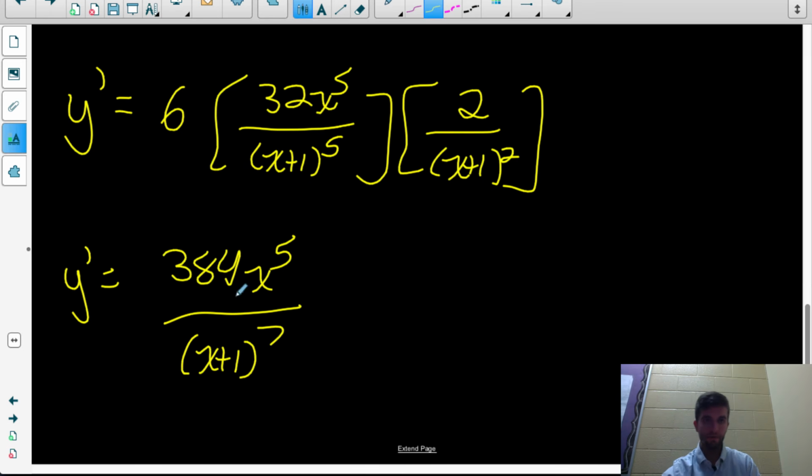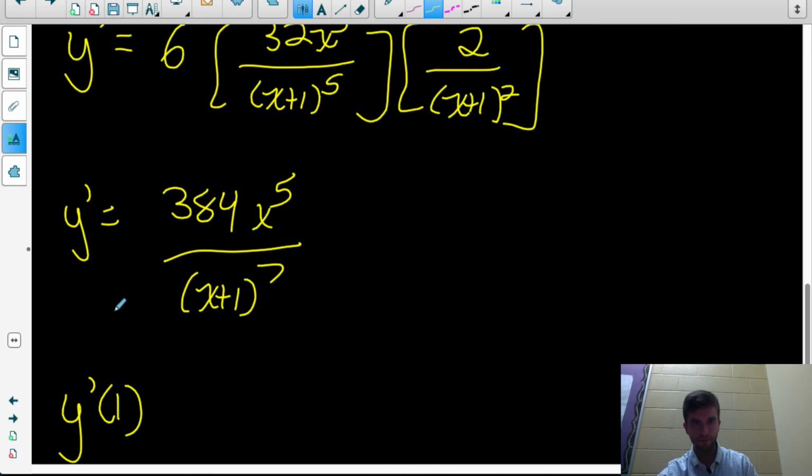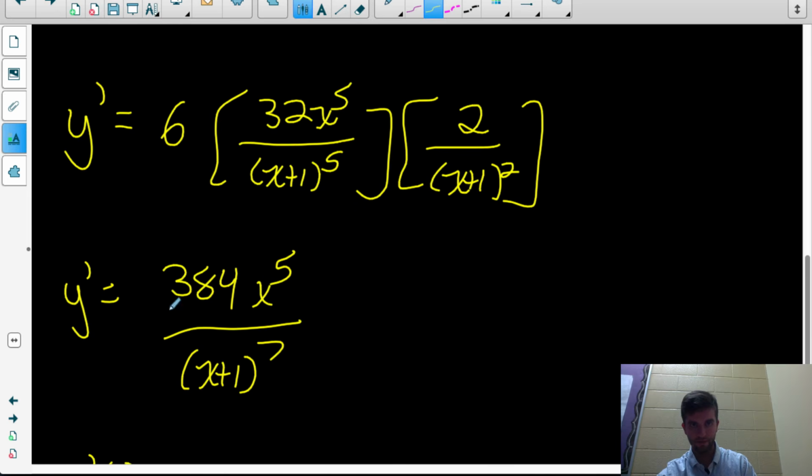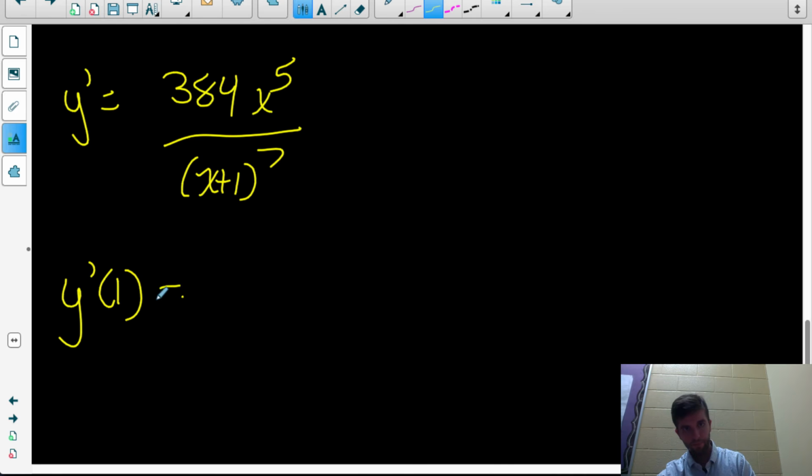Now let's find y prime at 1, right? This equation will tell us the slope of the tangent at any point we want on the original function, and we want to figure out the slope of the tangent when x is 1. So let's find y prime at 1. Now, like I said, we could have plugged 1 into any version of this derivative. It didn't have to be the fully simplified version. We could have plugged it in up here. But I think it was a useful exercise just to practice simplifying.